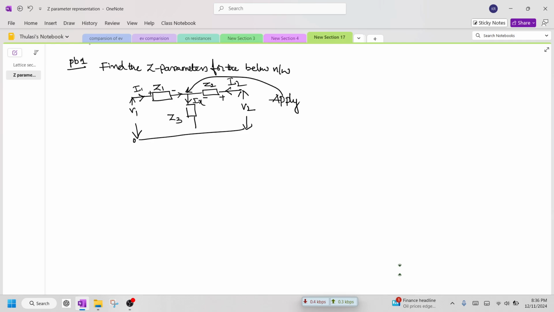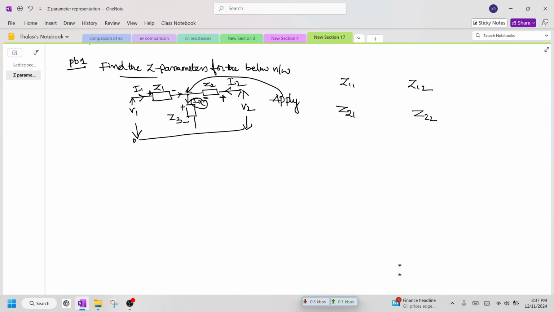So this is the network given. For this network, we are asked to find the Z parameters. What are the Z parameters? Z11, Z12, Z21 as well as Z22 we need to find out. How to find out? Current entering the impedance is positive to negative, and the same for the other impedance. But I want to find this unknown current.